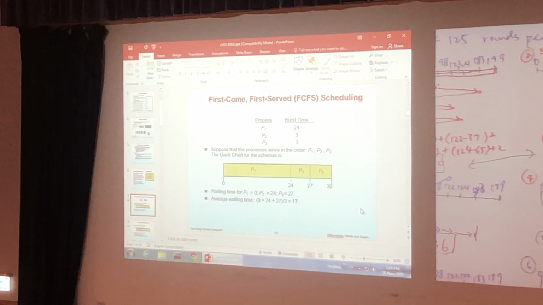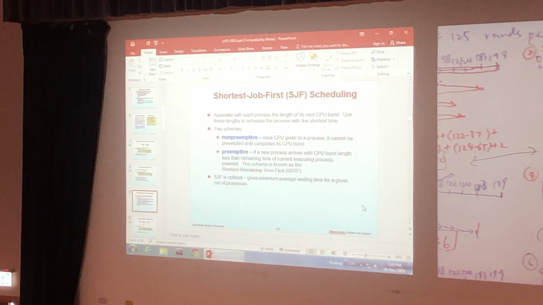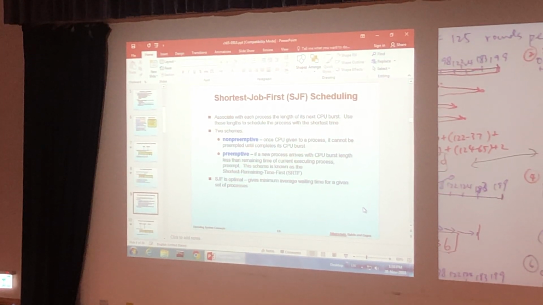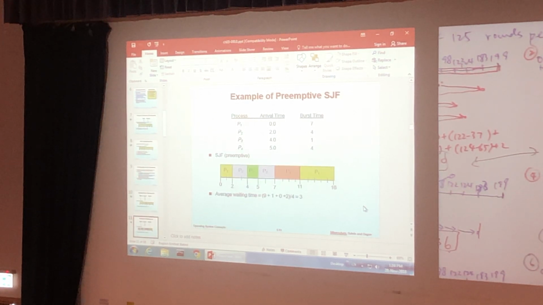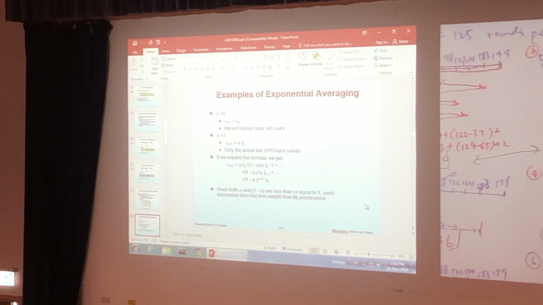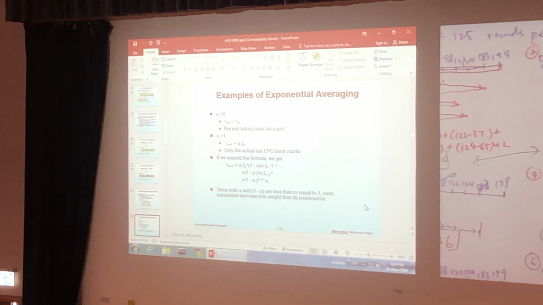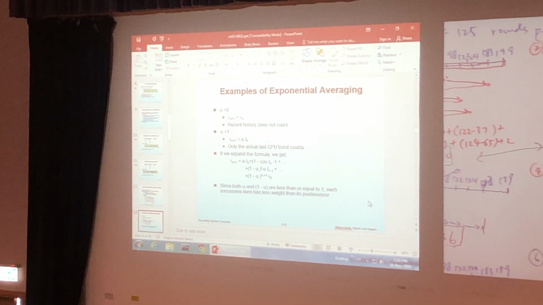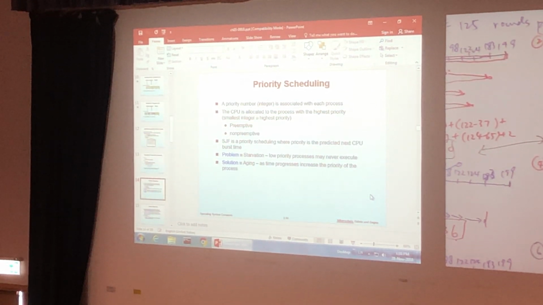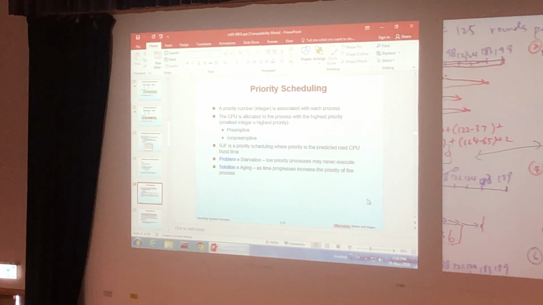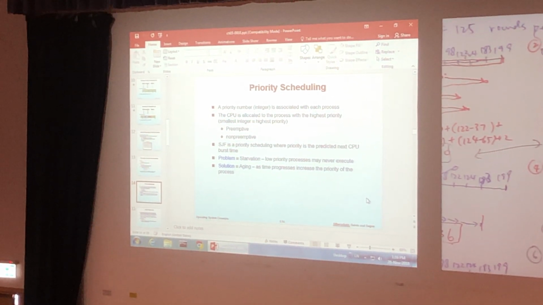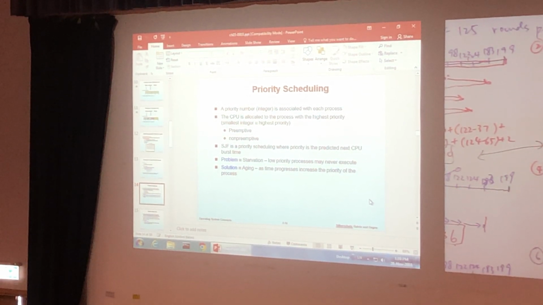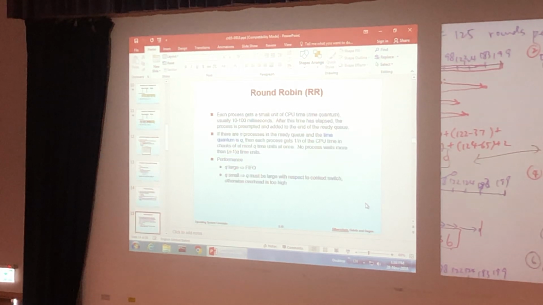I hope we all understand by now there's first come first serve, there's shortest job first, and there are preemptive and non-preemptive versions of shortest job first. Don't worry about exponential averaging. It's good to have as knowledge, but no need for the final exam. And then we talk about priority. Priority is another important scheduling algorithm. There's also preemptive and non-preemptive priority.